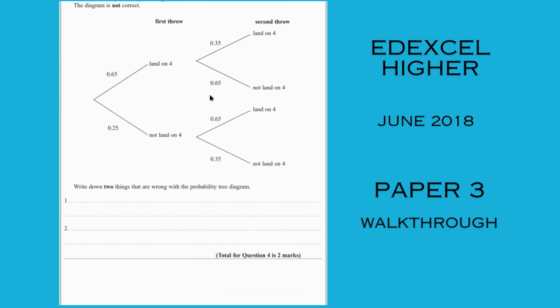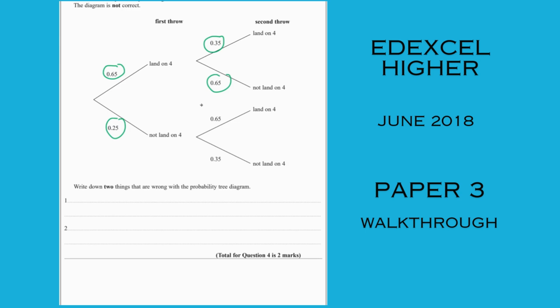Number 4, as always, I've written them out properly on my worked answers, so check that out on my past papers page. I'll just describe them here. So first thing that's gone wrong is on the first branch, the probabilities don't add up to 1. And on the top second row, the 0.35 and 0.65 have been reversed, or they're incorrect, they're on the wrong branches, however you want to phrase it, as long as you spot them.